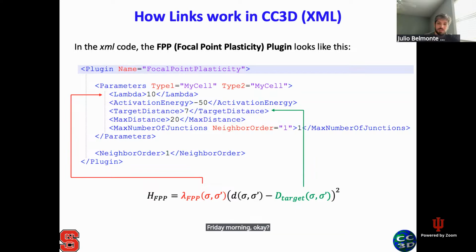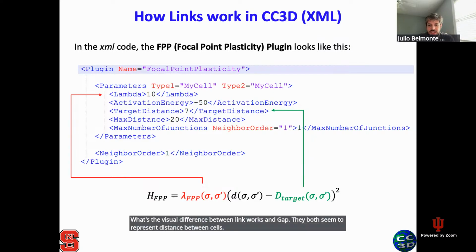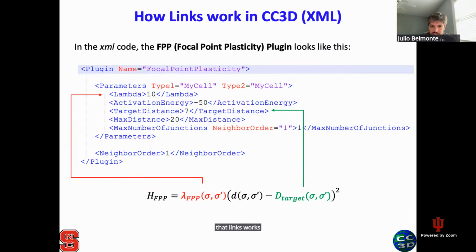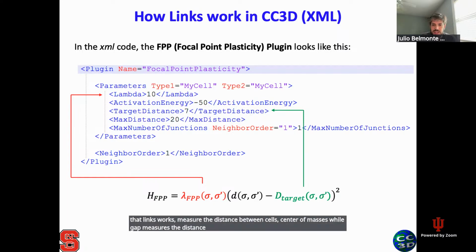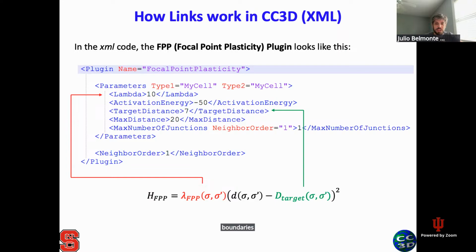Okay. So before I go to this, let me read the next message in the chat. What's the visual difference between links and gap? They both seem to represent distance between cells. Is the difference that links measure the distance between cells' centers of mass, while gap measures the distance between their boundaries? Okay, thank you for the question, Isis.